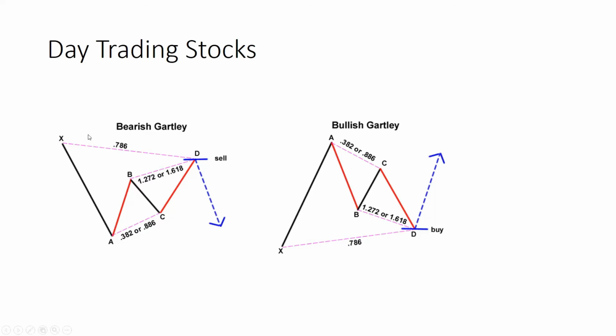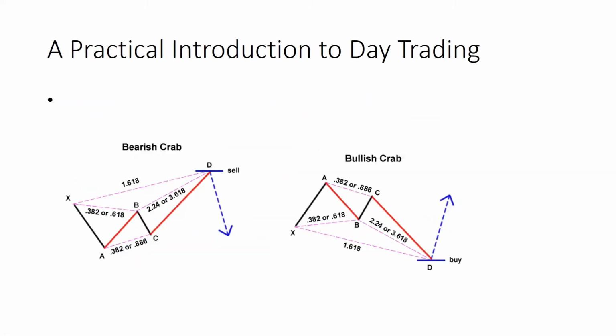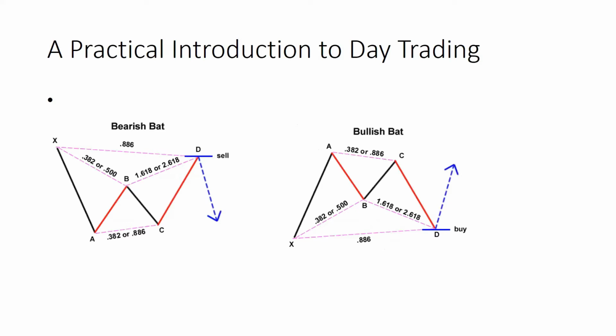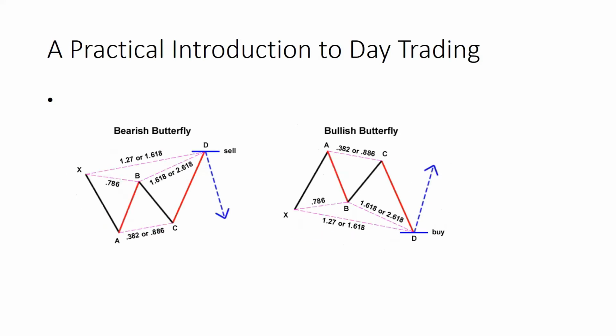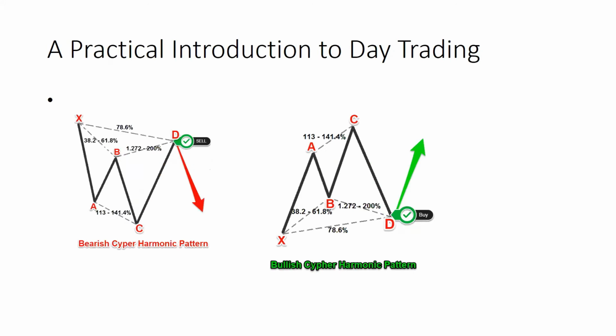These are the popular harmonic chart patterns. We have the Gartley chart patterns, we have the crab chart pattern, we have the bat chart patterns, we have the butterfly chart patterns, and we have the cipher chart patterns. These are just some of the common chart patterns.